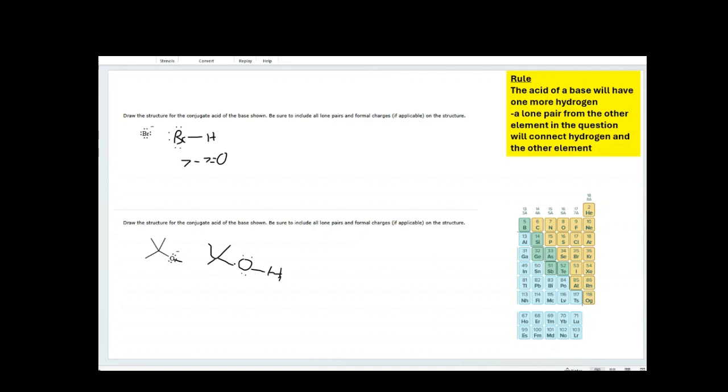So the last thing I'm going to do is just check my structure to make sure that the charges make sense. So with oxygen, it falls under group 6A. So that means we're going to start with the number 6. And we're going to subtract the amount of bonds and electrons around it. So here I have 1, 2 bonds, and then I have 4 electrons, 1, 2, 3, 4. In total, that's 6. So it'll be 6 minus 6 equals 0. So this will be the conjugate acid.